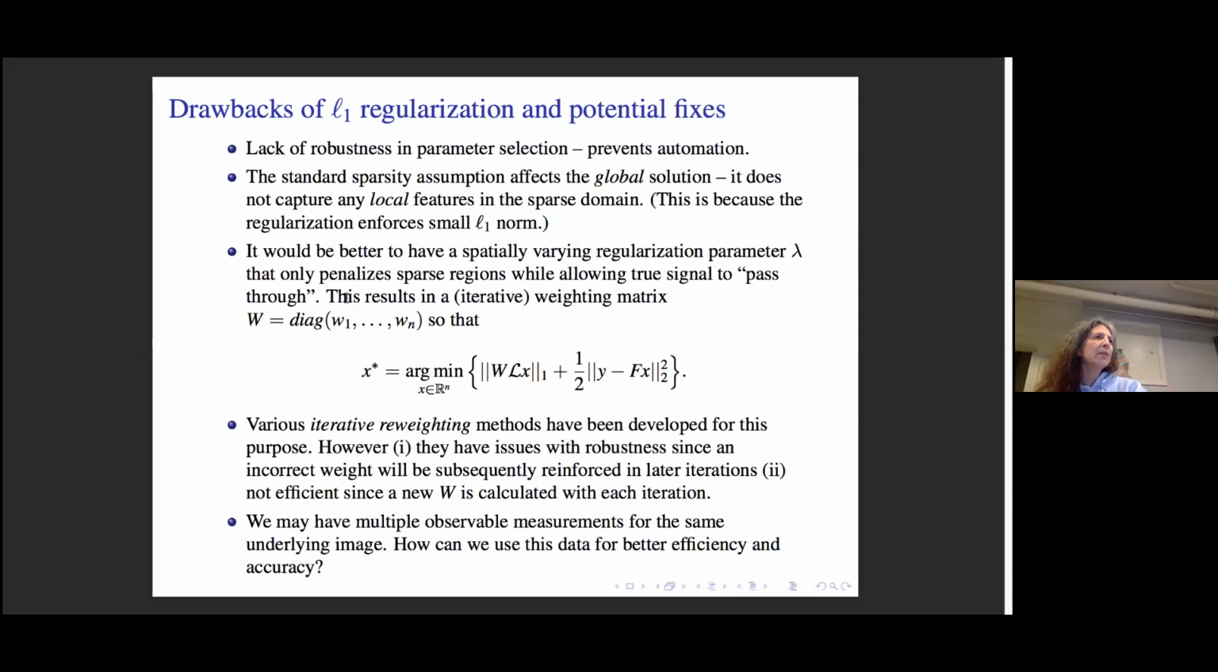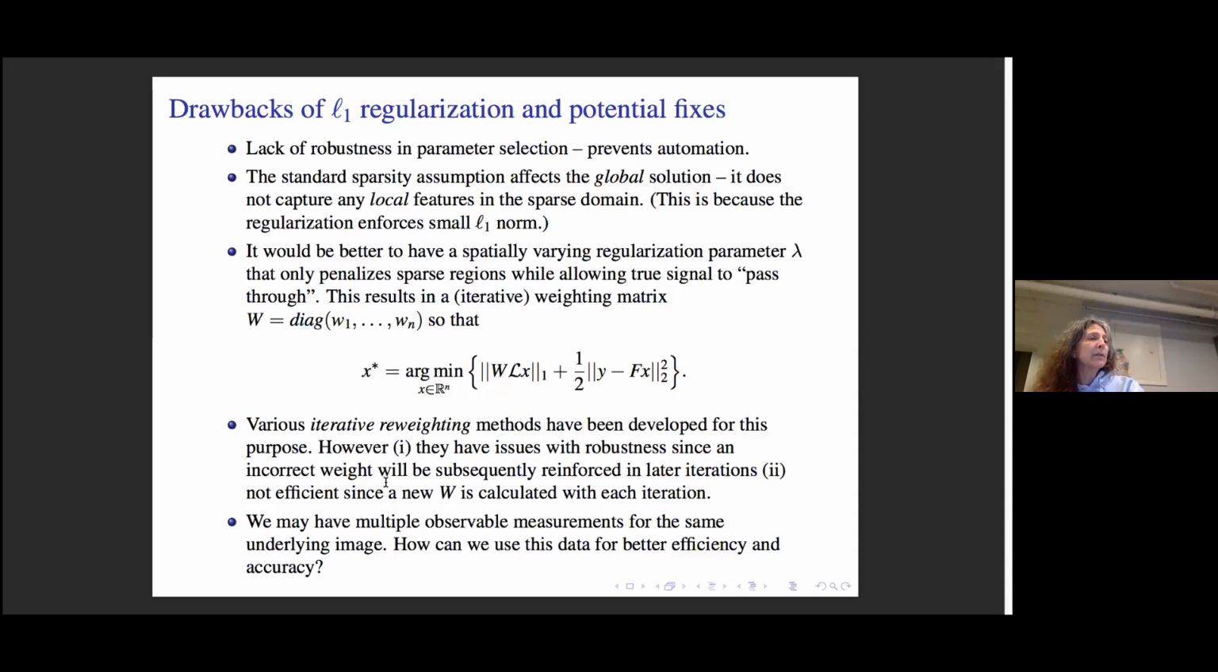And so this is what's put in this third bullet. You really want this parameter lambda from the previous slides to be spatially varying so that the true signal in the sparse domain passes through. So I'm not the only person that thought of this. In fact, there have been quite a few articles about this using iterative reweighting methods, where they designed this matrix W, which, written this way, demonstrates the spatial variation of the parameter lambda from the previous slide. They designed this to reflect that there are some local features in the sparse domain that you want to pass through and not penalize.